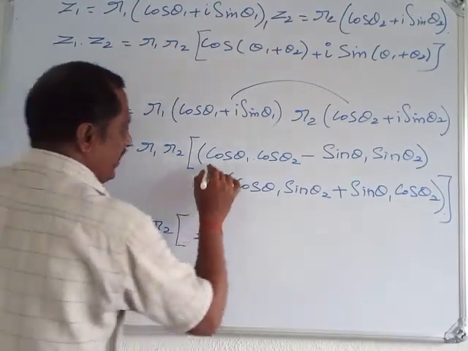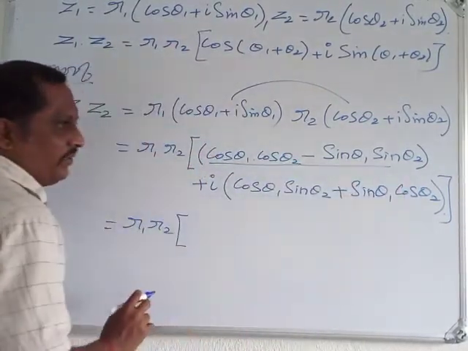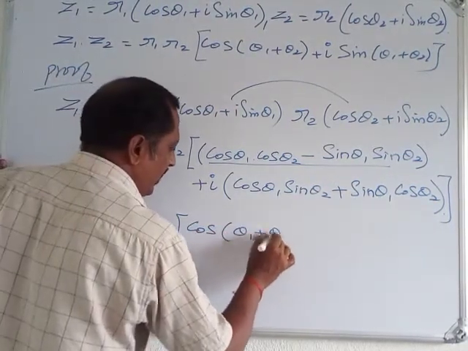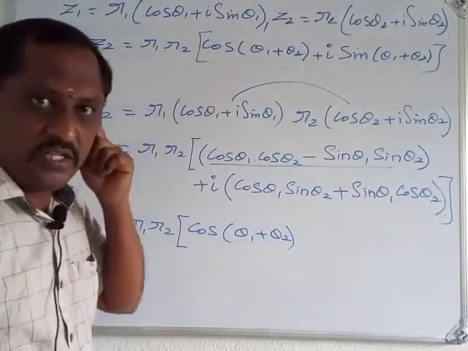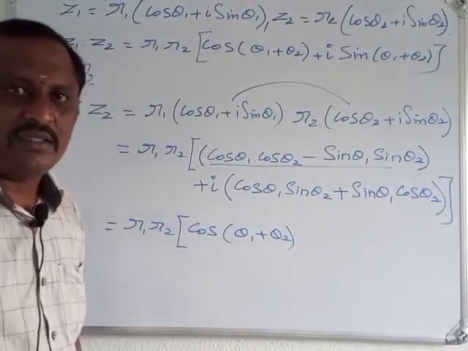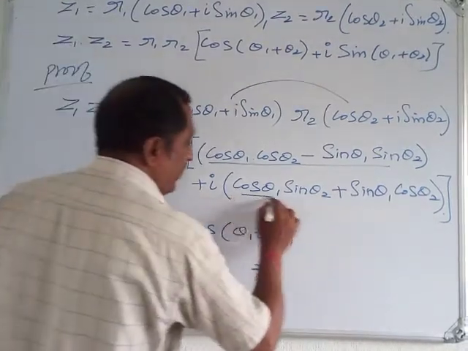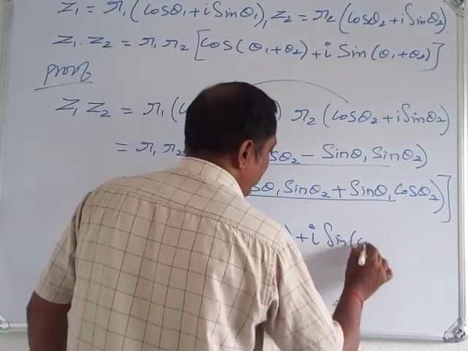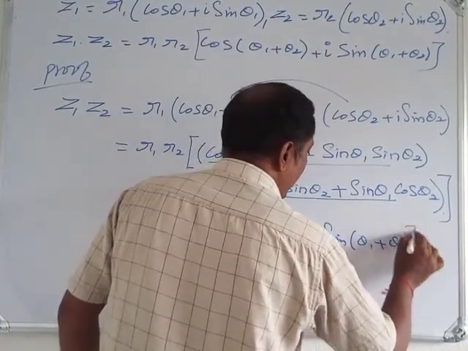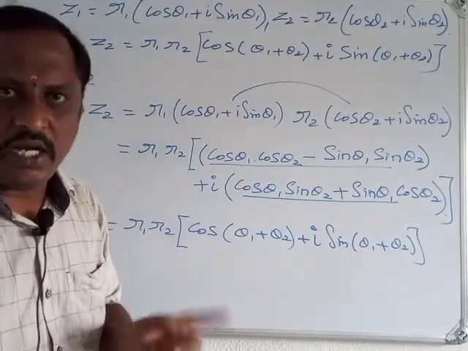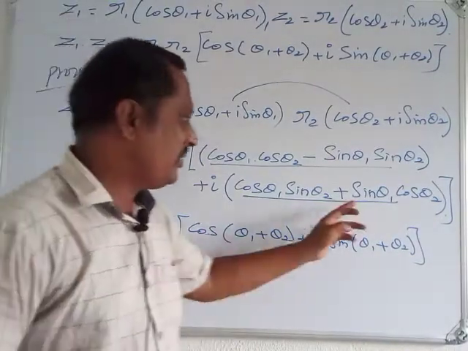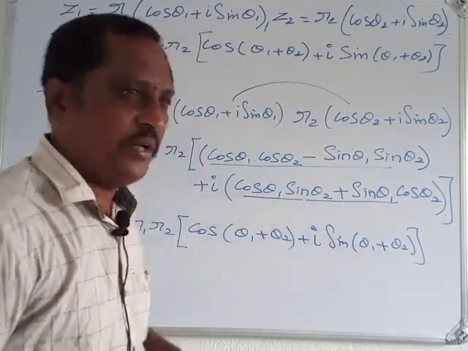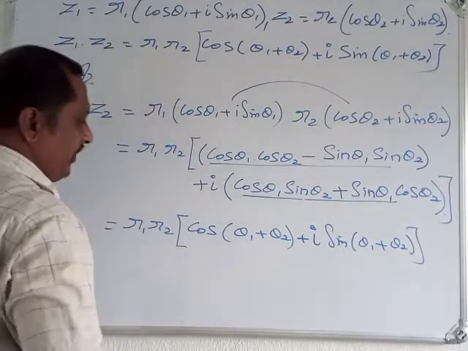You have already studied this in the 11th standard. Which formula is this explanation? Cos of A plus B. Cos of A plus B is equal to cos A cos B minus sin A sin B. Right. The other part is the formula for sin of A plus B. Sin of A plus B is equal to sin A cos B plus cos A sin B. So this is the sin A plus B formula. So that's all, we get the proof.